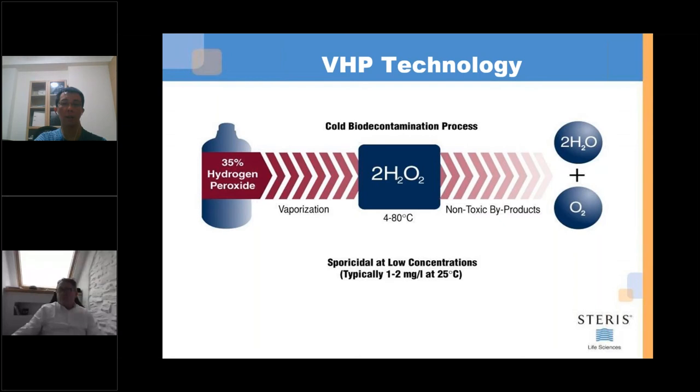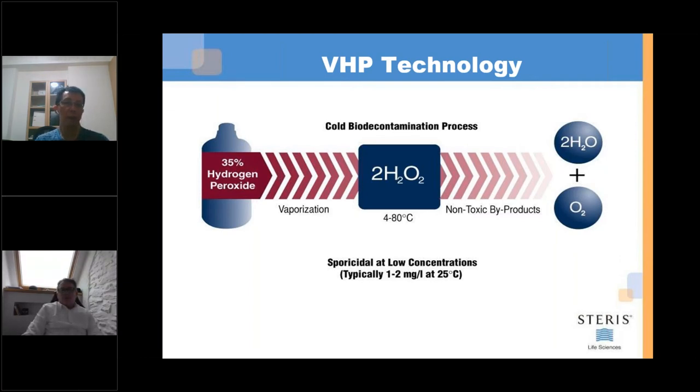Basically, the liquid version we vaporize becomes a gas, and it works in this range of temperature between 4 to 80 degrees Celsius, not anything less, like minus 5 or less. It doesn't work that way. And it breaks down into non-toxic byproducts, which are water vapor and oxygen gas. So there's basically no residue left.